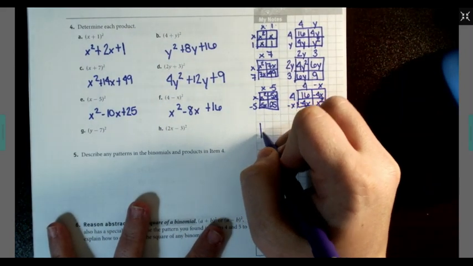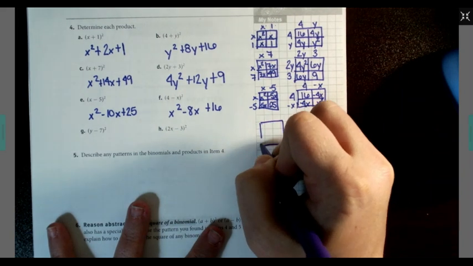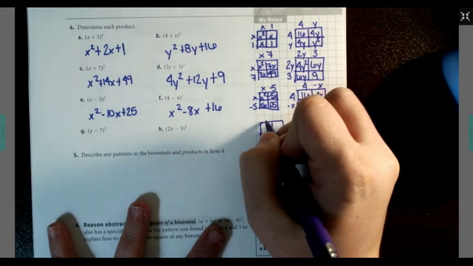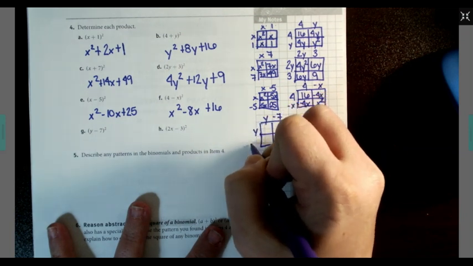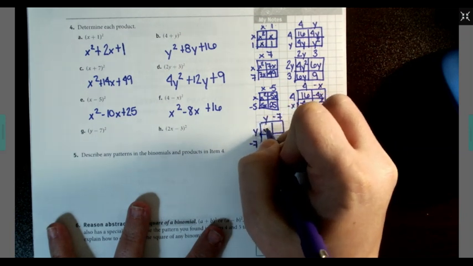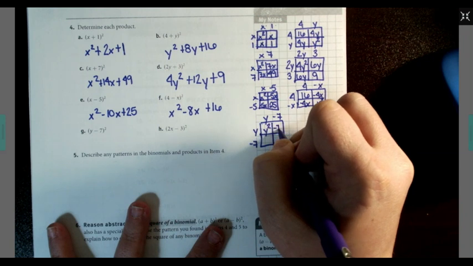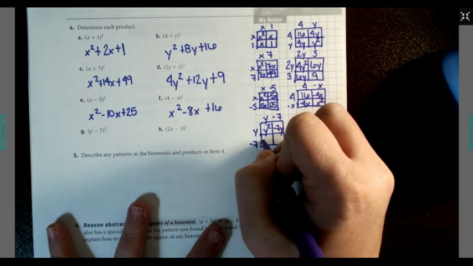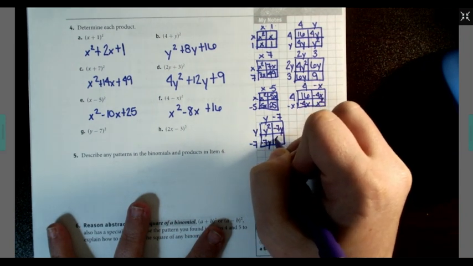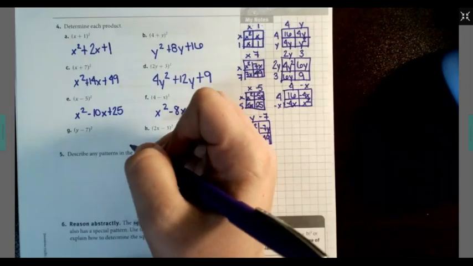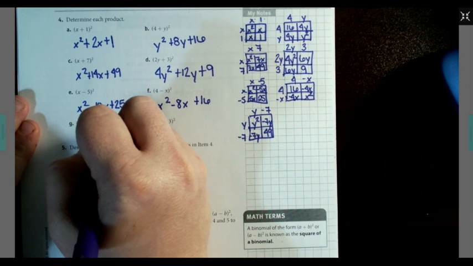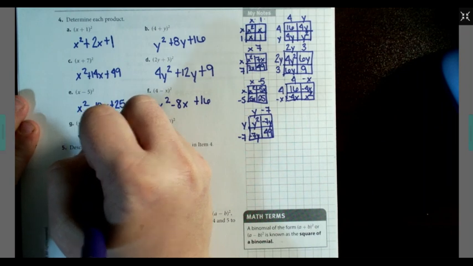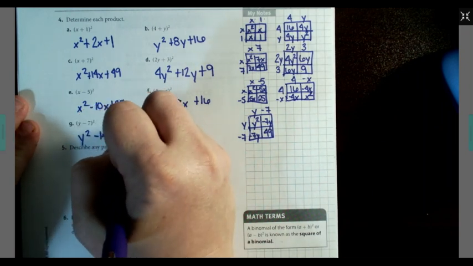All right, letter G. We have y, negative 7. y, negative 7. That's y squared, negative 7y, negative 7y, and a positive 49. So I've got y squared. It's going to be negative 14y and a positive 49.